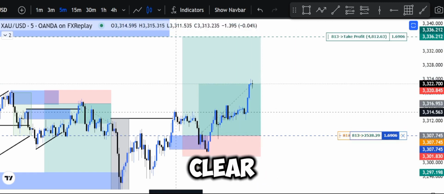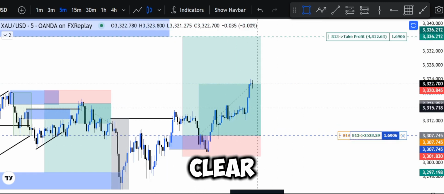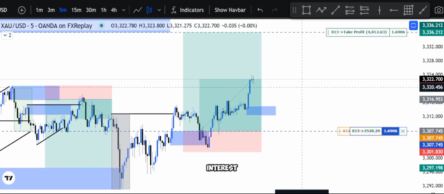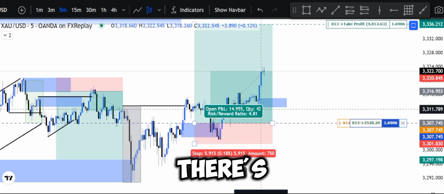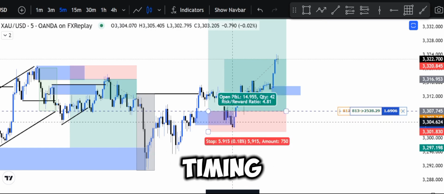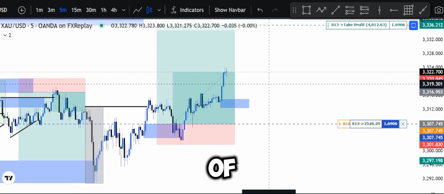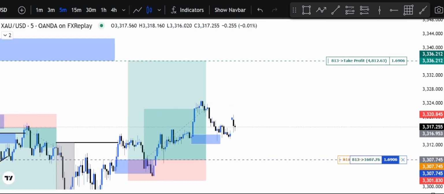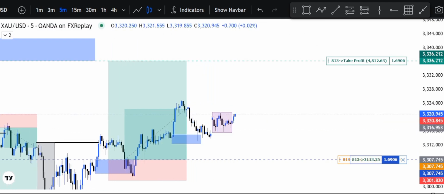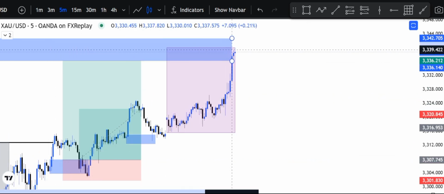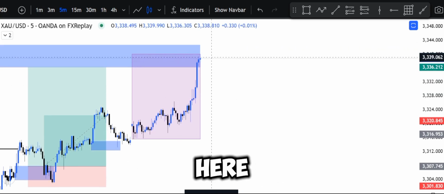Always wait for clear break of structure and clear demand or supply away from your area of entry or point of interest. Right now there's no timing. We need timing before we enter, like this one, and it had no timing, but there was a kind of volume or volatility. We have mitigation here. Let's see if this supply will hold.